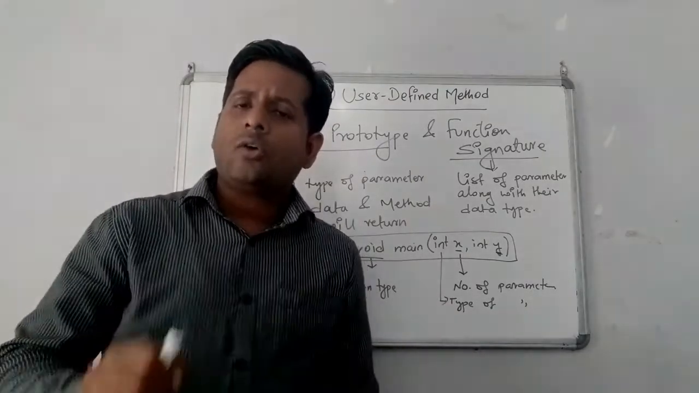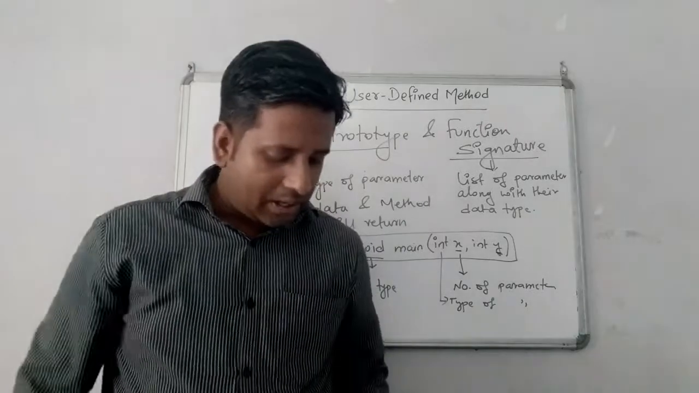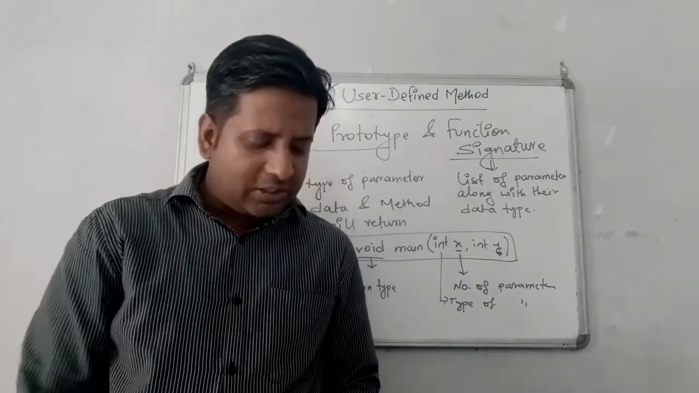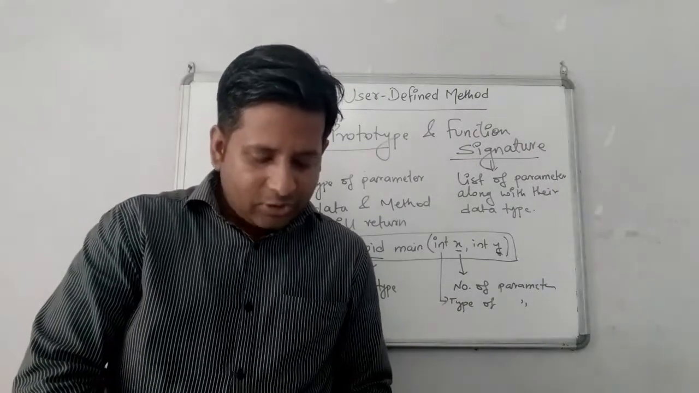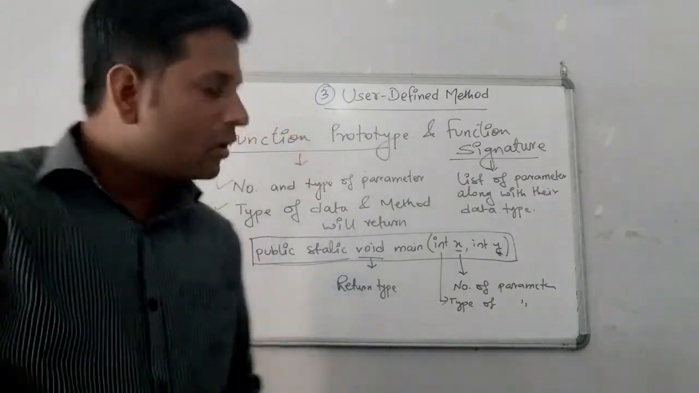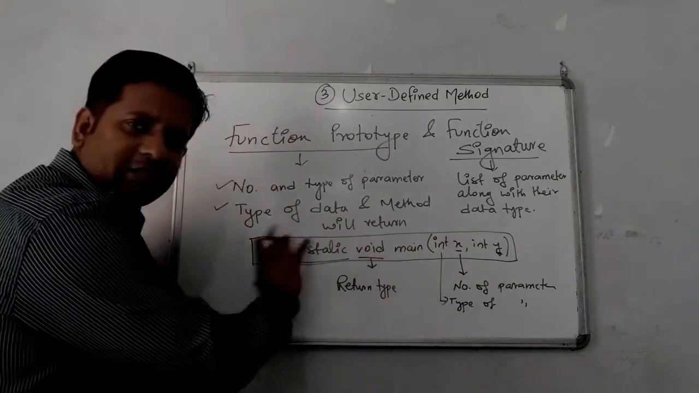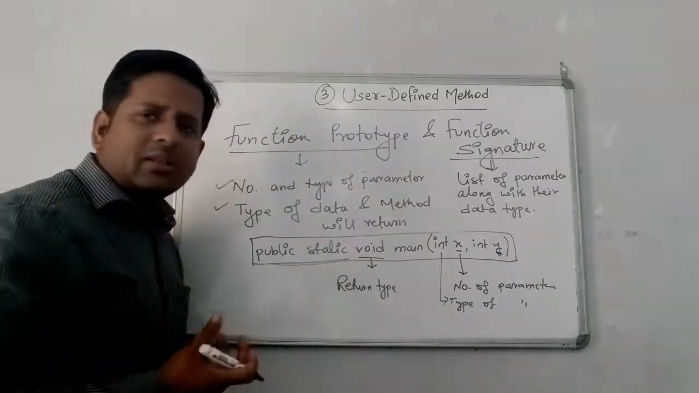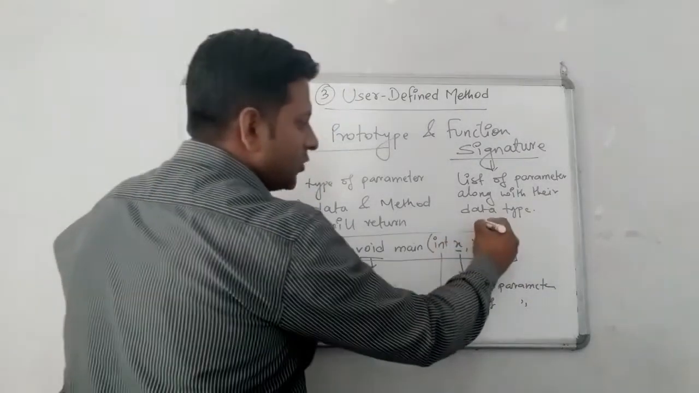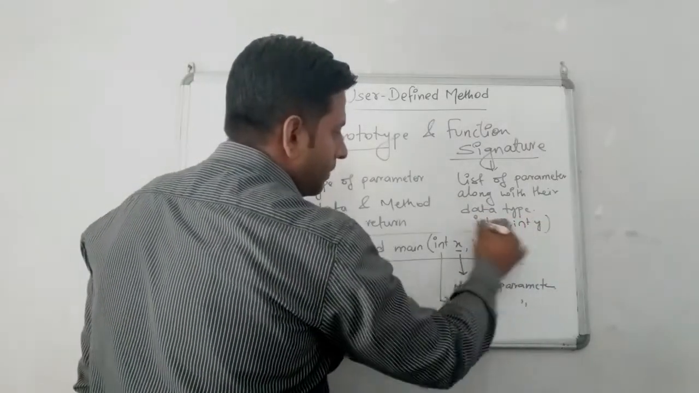The list of parameters along with their data types. So if we consider this, the function signature will be in this case only. If you consider this example, function prototype, from here only we get the function signature. So the function signature will be simply int x, int y.